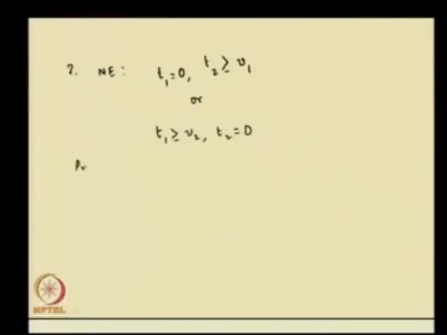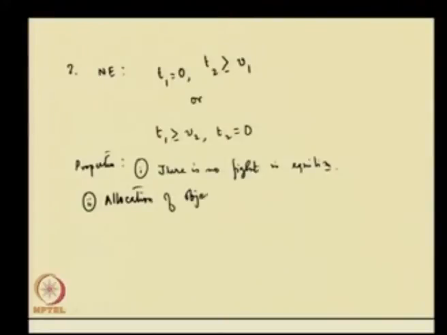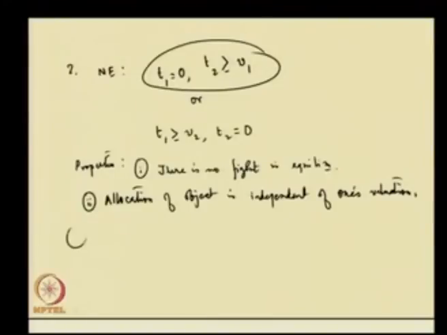Properties: there is no fight, because in each case one player is giving up immediately, nobody is waiting for the other player to concede. Allocation of the object is independent of one's valuation. So, it might very well be the case that V1 is greater than V2, but player 2 could get the object.